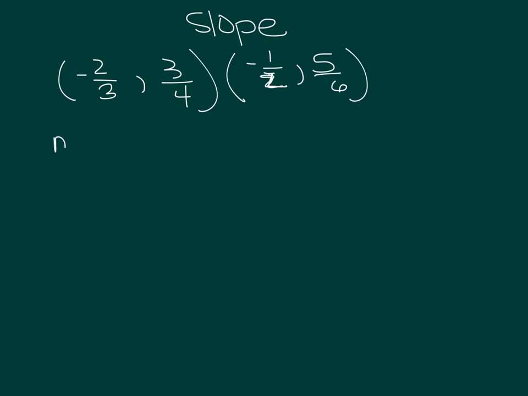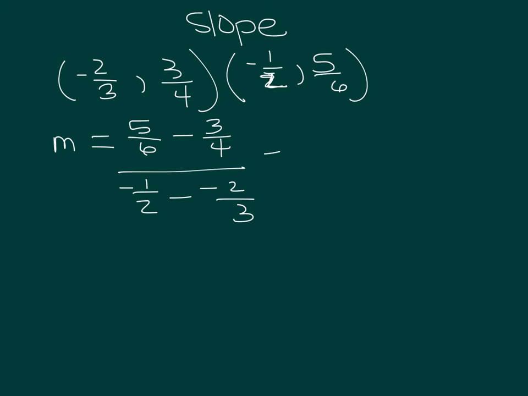Okay, so on top we know we're going to do 5/6 minus 3/4. And on the bottom we're going to do negative 1/2 minus negative 2/3. Common denominator on top is 12, so we have 10/12 minus 9/12. On the bottom, the common denominator is 6, so we get negative 3/6 minus negative 4/6.